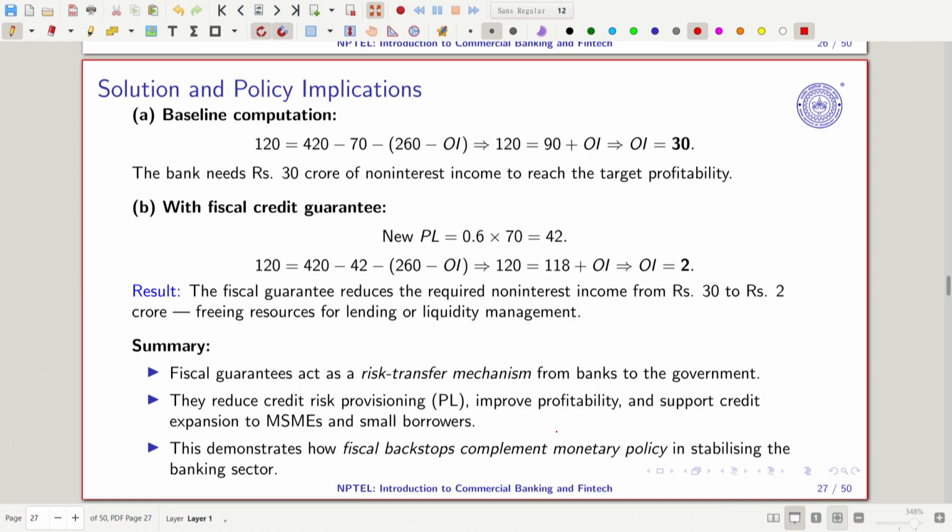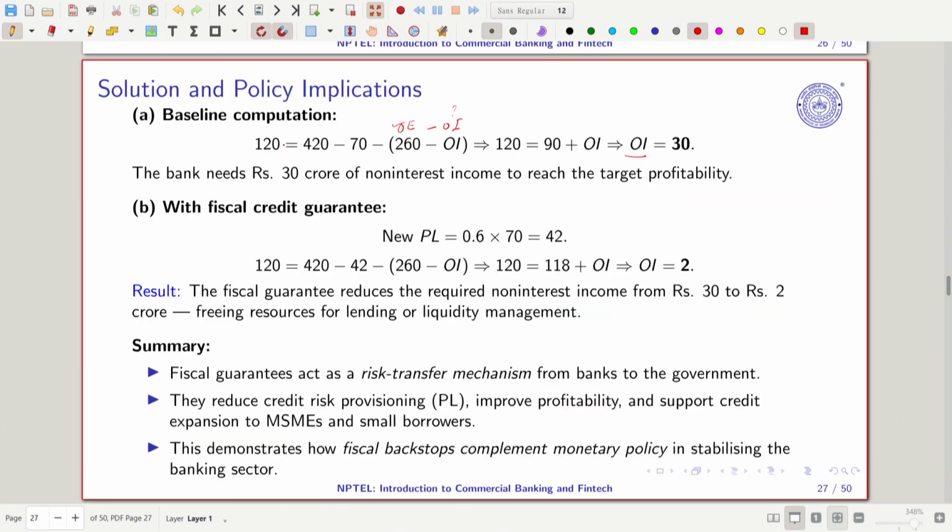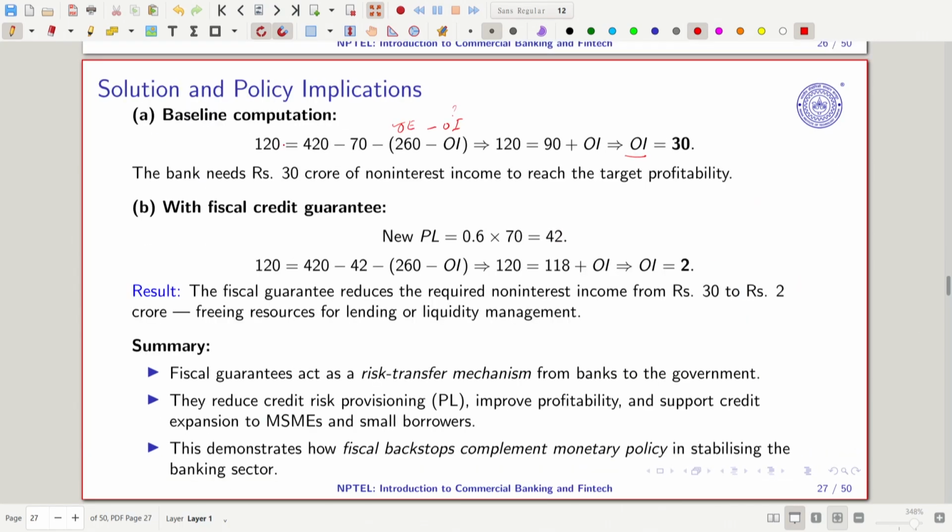So let's do it. Here we have to calculate, because this is the burden formula. OE minus OI. I know OE, I don't know OI, so I will solve for OI. I put the value 120 as the pre-tax net income. Then here we have 420, which is the net interest income, minus the provision for losses of 70 and minus burden. If I solve for this, I get 30 crore as operating income.